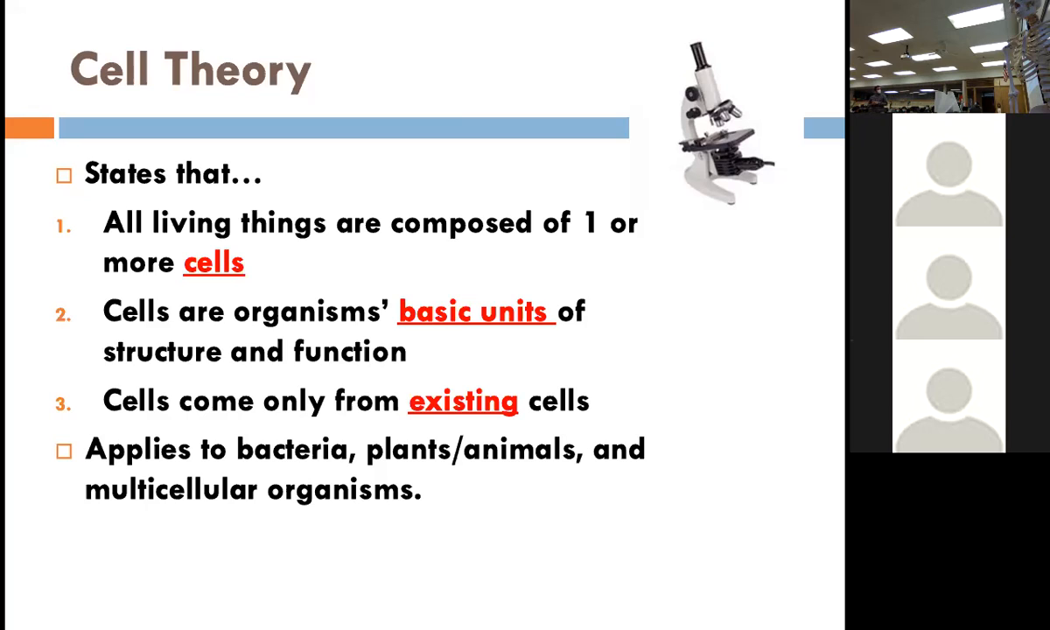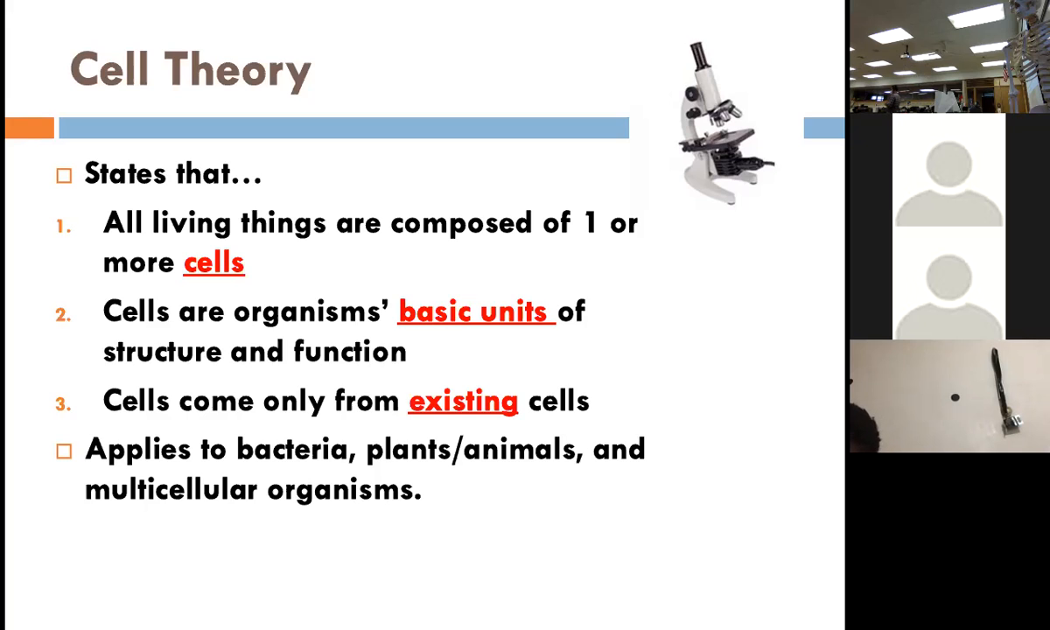Okay. Part two of the theory. Cells are organisms' basic unit of structure and function. So that sounds very similar to number one, but it's different. Structure means how something is built. So the materials used, the parts, okay? Function is what it does. What does this thing do? In biology, structure matches function.